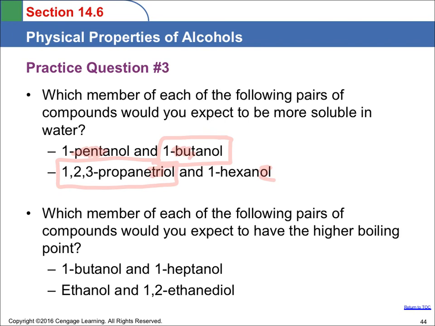For the second set here, we want to pick the one that's going to have the higher boiling point. First we're comparing but to hept, and your larger molecule is going to have the higher boiling point. Then we're comparing a single alcohol group to a diol, and the diol is going to have the higher boiling point.